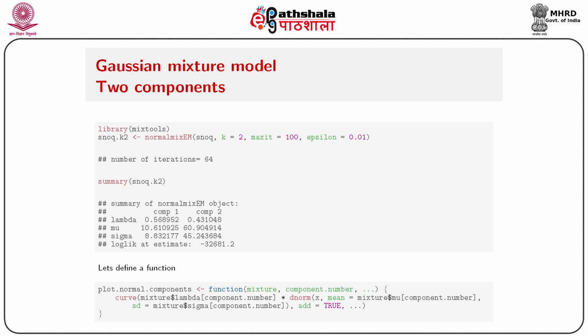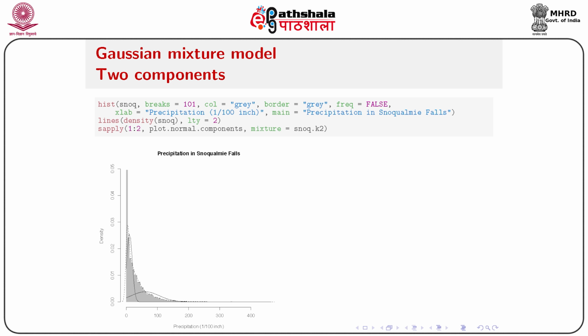Let's define a function plot.norm.components where you will pass the mixture and then the component.number, and then it will generate some curve. So just look at this curve, then code carefully, or rather you can copy and paste and run it separately, which will give you a better idea how that code has been developed. Now we can draw this.